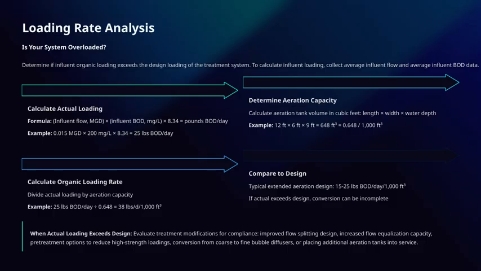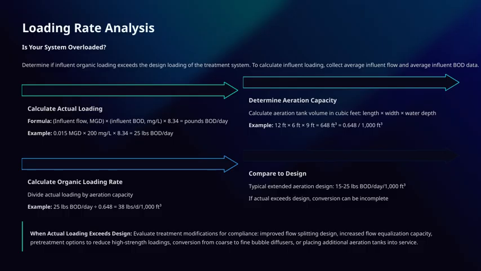Next, we need to determine the aeration capacity of the tank. To do this, we calculate the volume in cubic feet by multiplying the length, width, and water depth of the tank. Say our tank is 12 feet long, 6 feet wide, and 9 feet deep. That's 12 times 6 times 9, which equals 648 cubic feet. To convert that to thousands of cubic feet, we divide by 1,000, giving us 0.648.